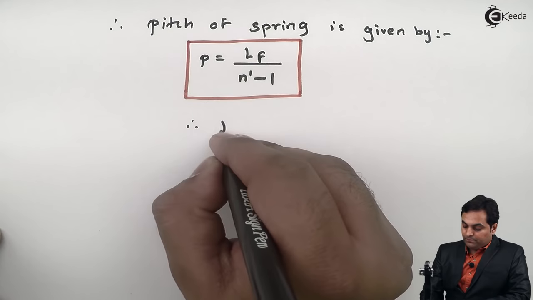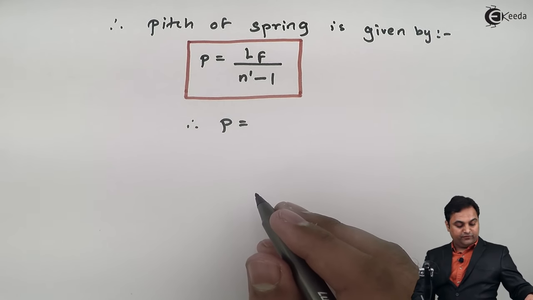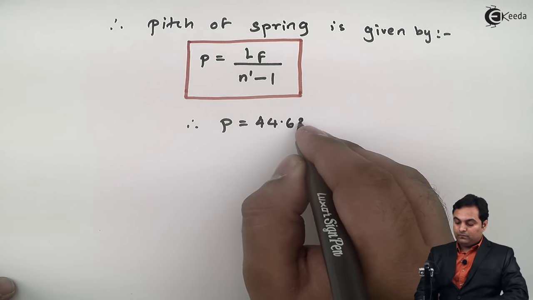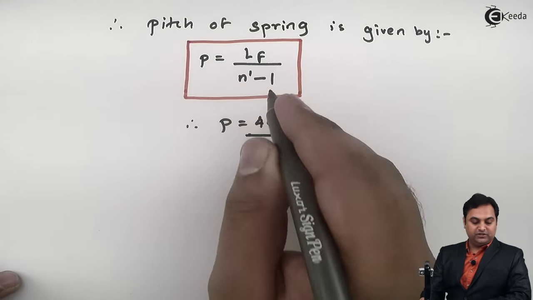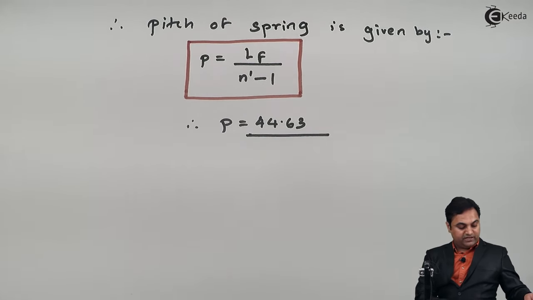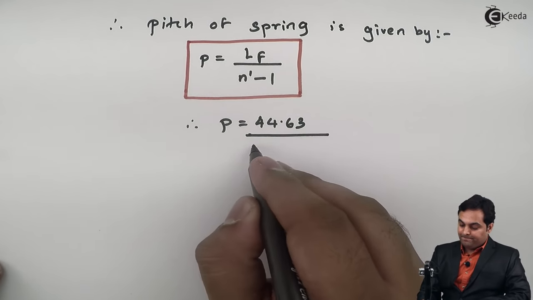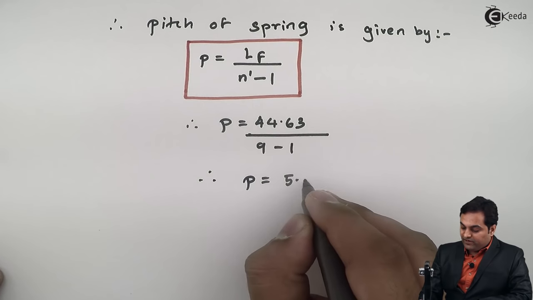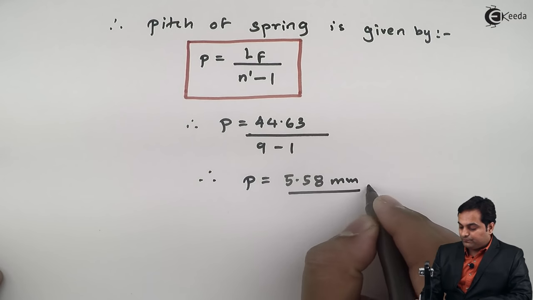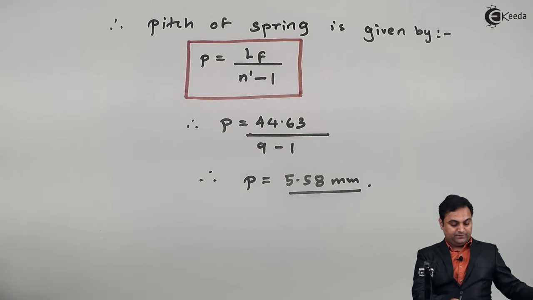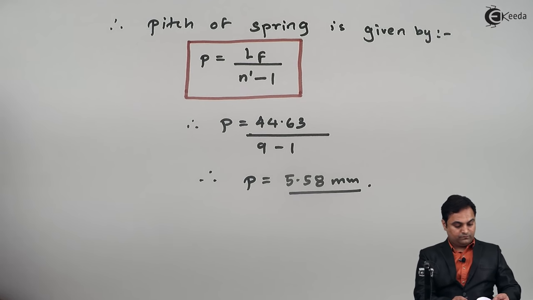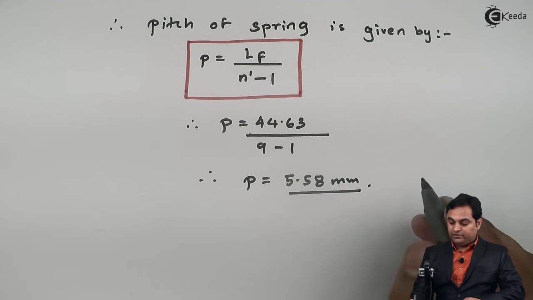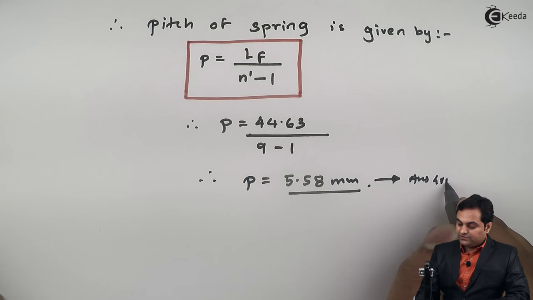So therefore pitch will be equal to the free length we have got just now, 44.63, upon N dash minus 1. The total number of turns in this problem we have calculated, it was 9. So 9 minus 1. From this I will get the answer of pitch. The value is 5.58 mm. So after the free length, the next thing which we have calculated is the pitch. Free length was our answer number 5th, and pitch will be the 6th answer.